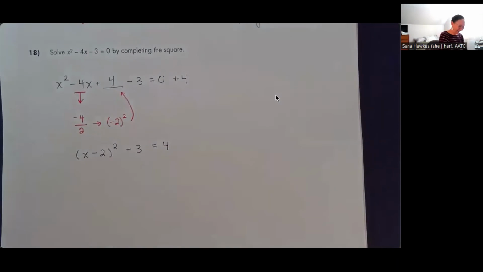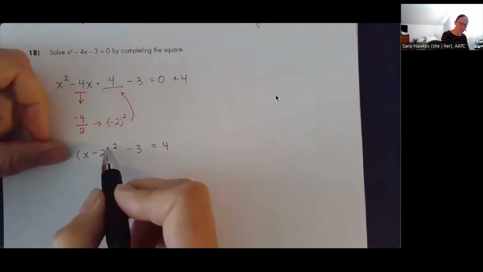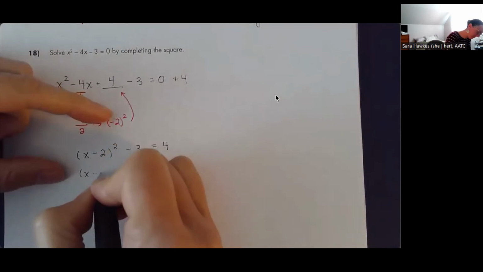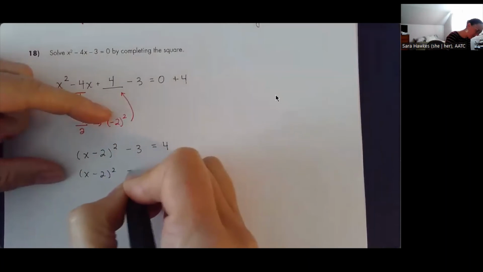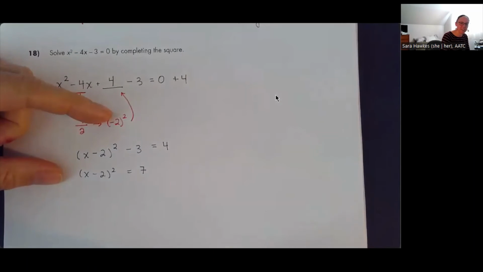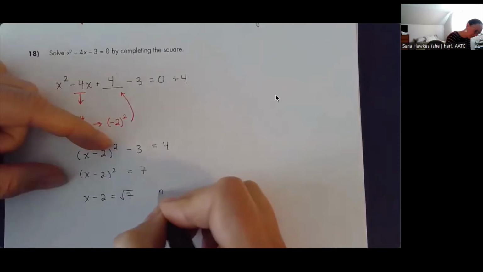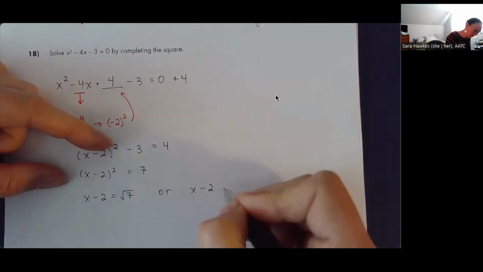Next up, I want to isolate the part that is my polynomial piece squared. So I'm going to add 3 to both sides, which leaves me 4 plus 3 is 7. Now I can take the square root of both sides. So I'd have x minus 2 is equal to the positive square root of 7, or x minus 2 is equal to the negative square root of 7.